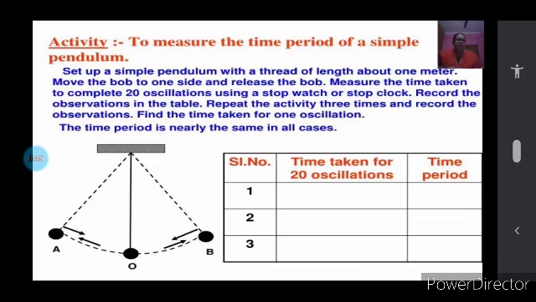Next time when you are doing it, due to some error, error will be acting, no? So next time when you are trying, you are getting 40. So then 40 by 20, 2 is the time period. Time period is also in seconds only. Next, 43 seconds it is taking. So you have to do 43 by 20 and find out how many seconds it is. Approximately again 2 point something will come. So that is how we have to find out the time period of the given simple pendulum.